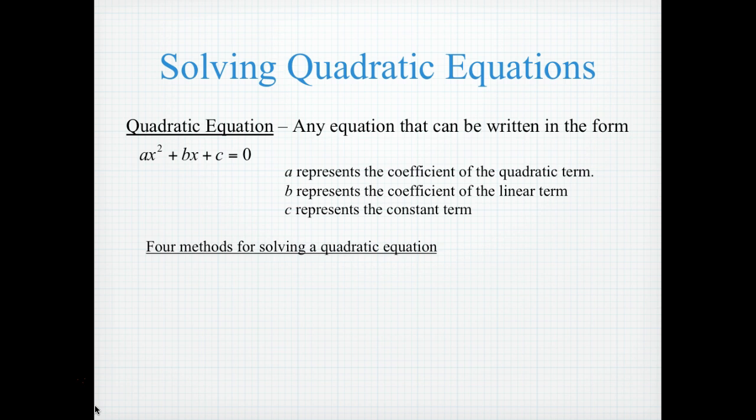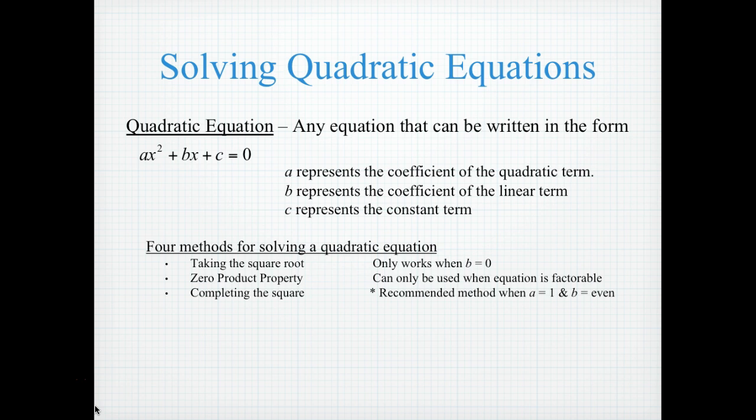We'll learn four methods for solving quadratic equations. The first method is to solve by taking the square root. Solving by taking the square root is the recommended method to use when the value of b is equal to 0. The second method is to solve by using the zero product property. Factoring the equation is what allows us to use the zero product property and is the recommended method if the equation is factorable. The third method of solving quadratic equations is to complete the square.